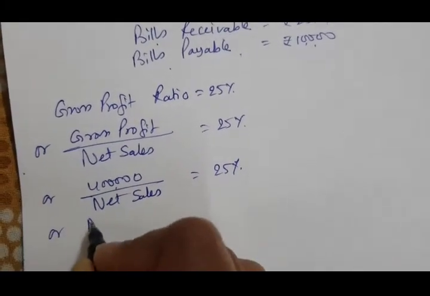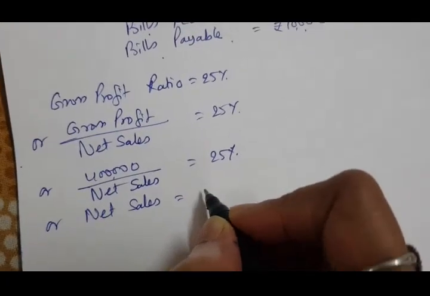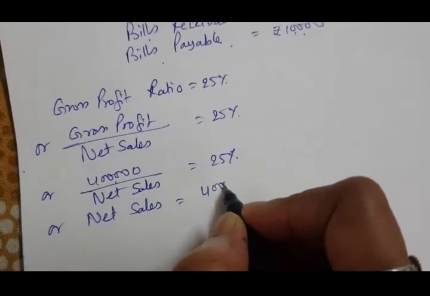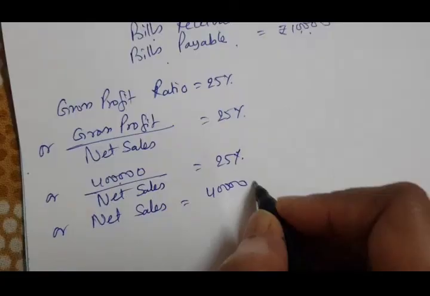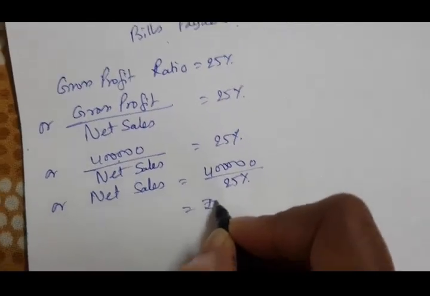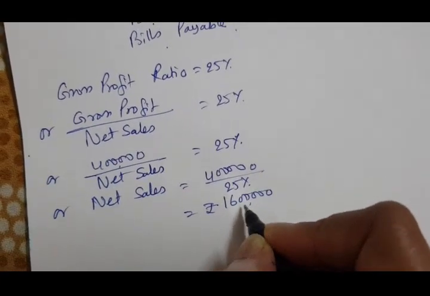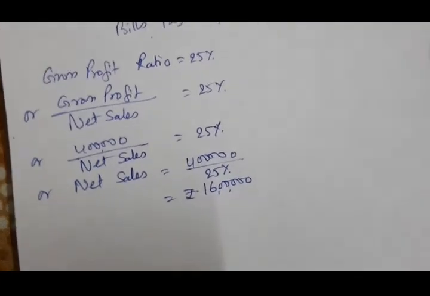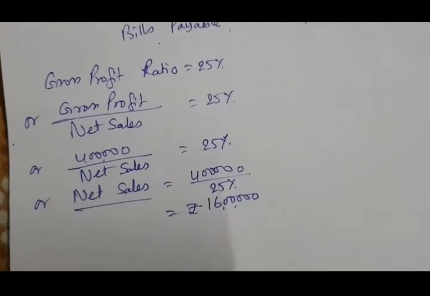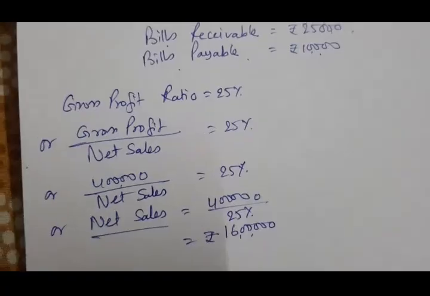25%, so net sales will be how much? 4 lakh divided by 25%, or rupees 16 lakh. Done. So we have computed net sales. Next, what else can we compute?